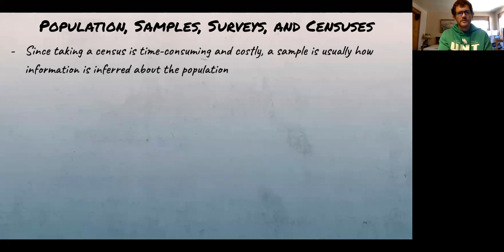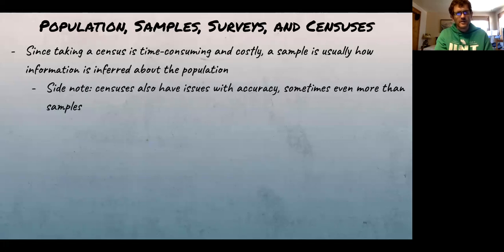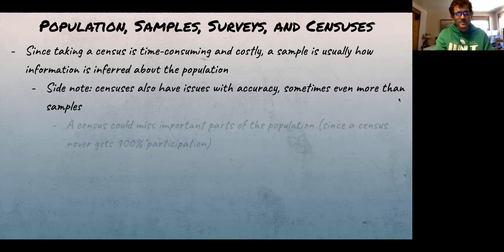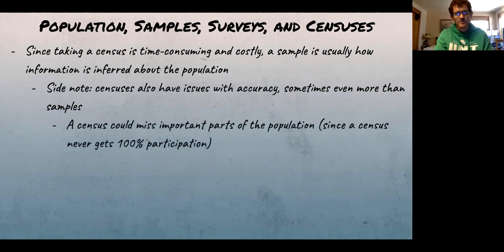So when you're doing a census, it's very time consuming. Notice that it's a year-long process to get a census done. And censuses have issues with accuracy. I just found out the other day that only 44% of people in Coconino County have filled out the census. So you think the census is measuring everybody, but a lot of people just don't respond to it. So it could miss important parts of the population.